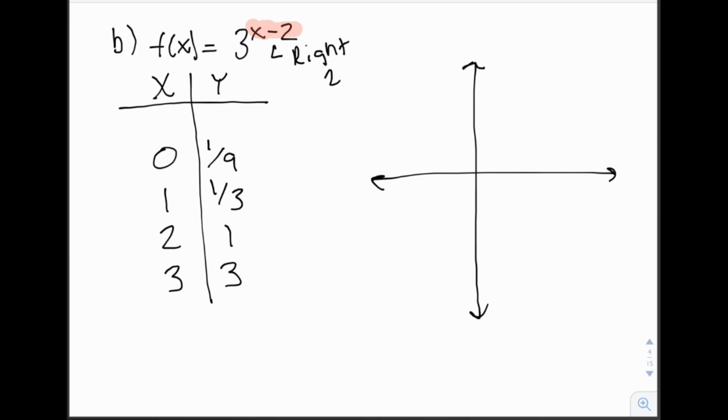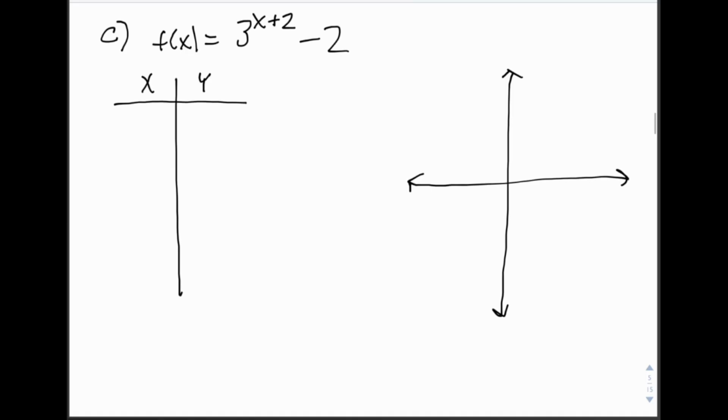So let's go ahead and plot these points and figure out what this is going to look like. So our first point of 0 and then 1/9, that's going to be a point approximately right here. A point of 1 and then a positive 1/3 approximately right there. And additionally, we have a 2, 1, and our last point is going to be this 3, 3. So that is going to be all the way up here. So connecting our points, we should get some sort of graph that looks like this. And we should be good to go for that one.